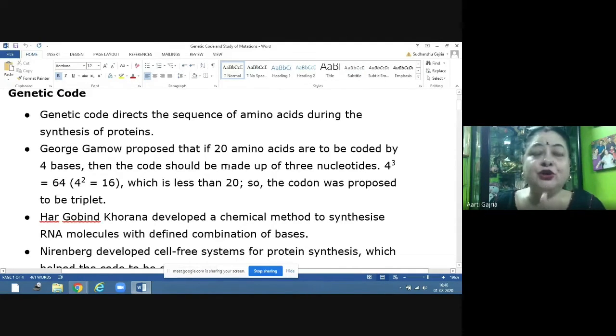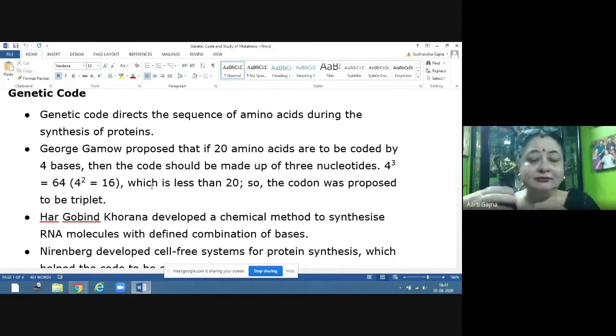George Gamow said that we have 20 amino acids, and these 20 amino acids are to be coded by 4 bases because RNA has 4 bases. What are these 4 bases? Adenine, guanine, cytosine, and uracil. So 4 bases are present, and these 4 bases are going to code for 20 amino acids.